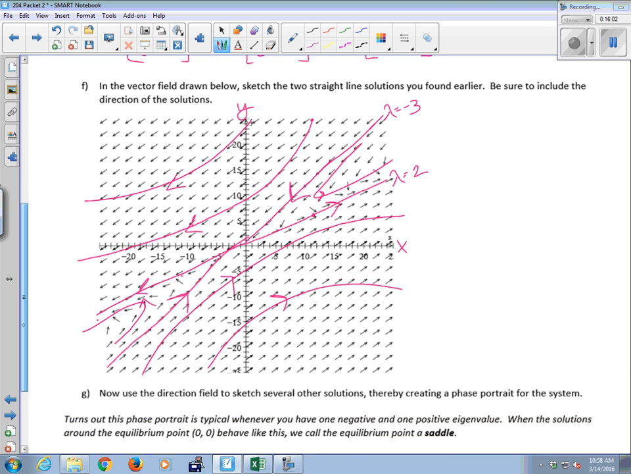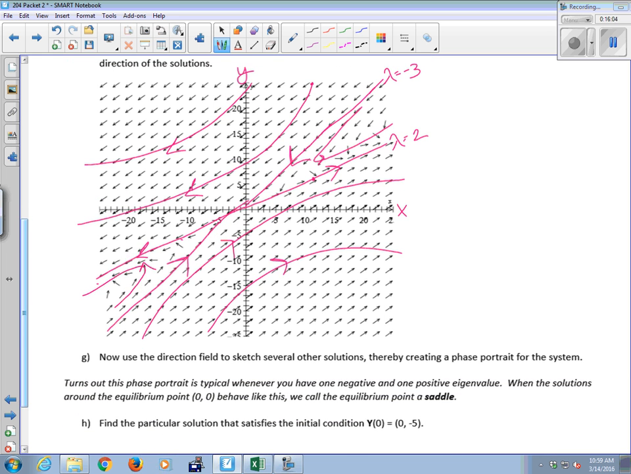It turns out that this phase portrait is typical whenever you have one negative and one positive eigenvalue. When the solutions around the equilibrium point look like that, we call this a saddle.